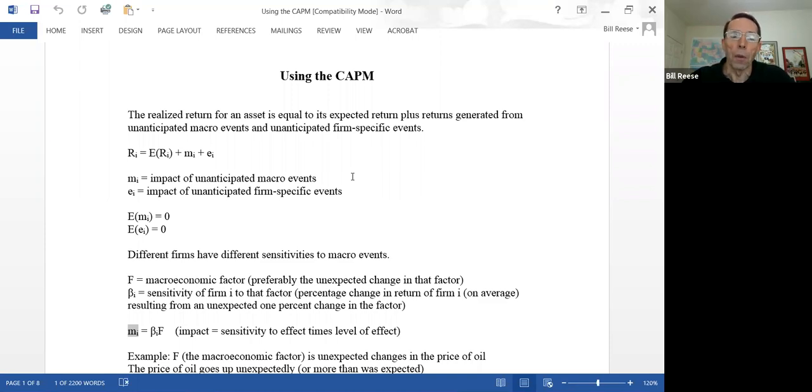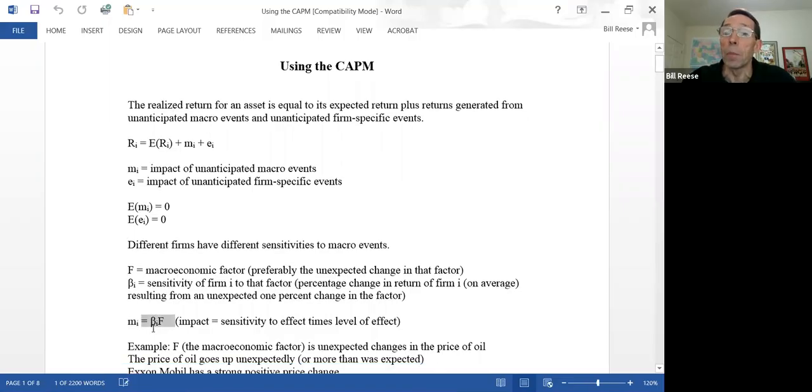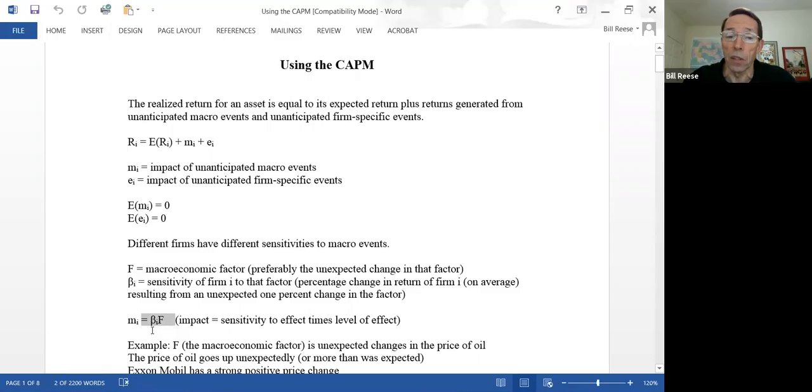So for United Airlines, it's the exact same F, but it's a different beta. It's a negative sensitivity. So that means M sub I is going to be negative, and that's going to cause the returns for United Airlines then to go down.